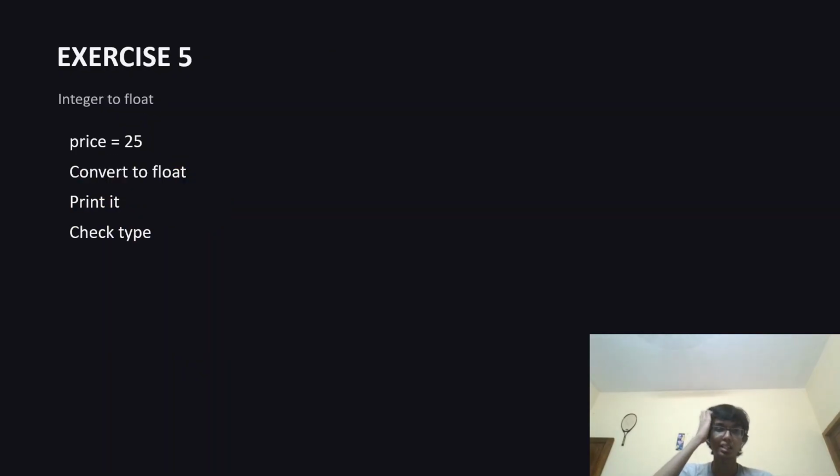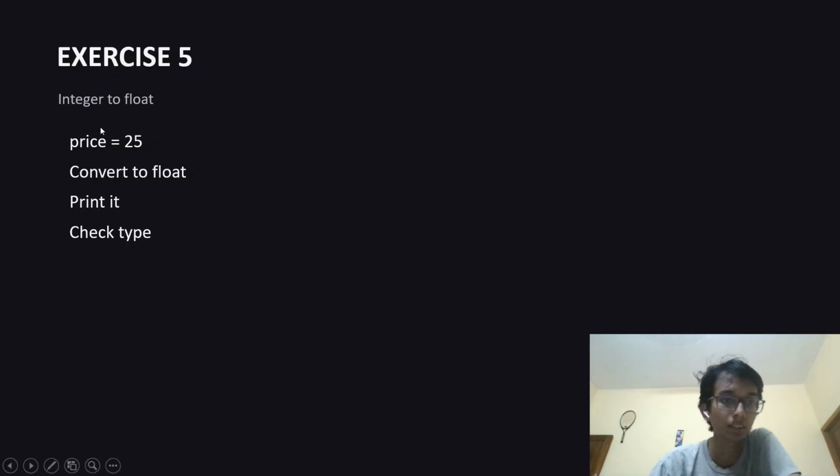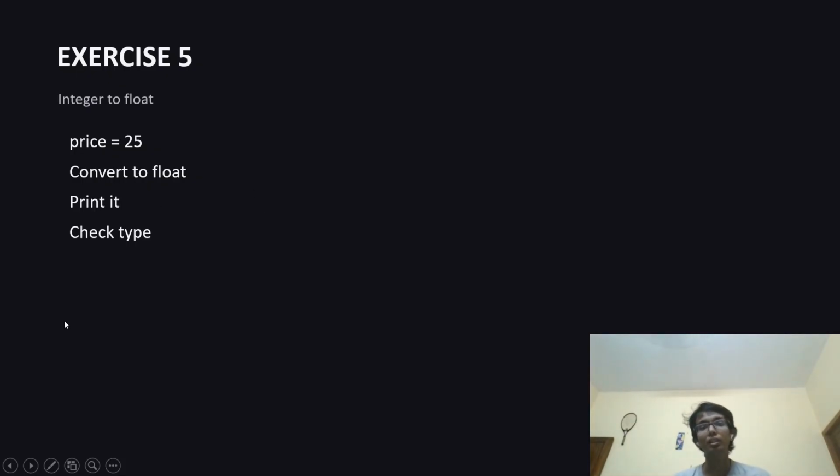Going to the last exercise: integer to float. We have to convert integer to float. So we have a variable named price, which has the integer value 25. We have to convert it to float, print it, and also check its type using the type function. Okay, this is done. It's a very easy question, guys. You can do it.